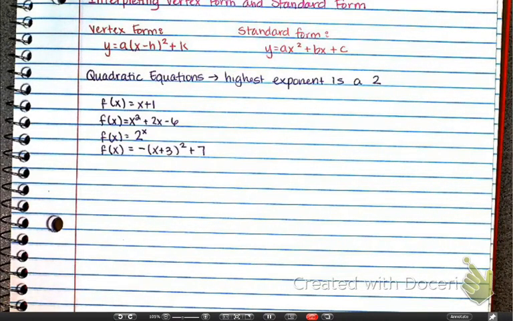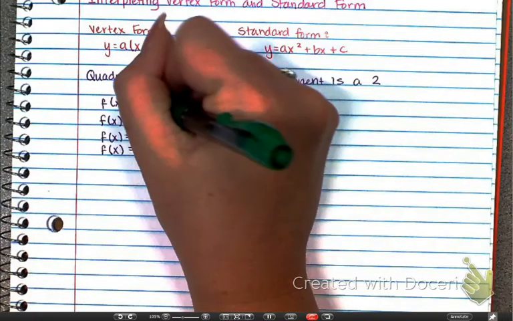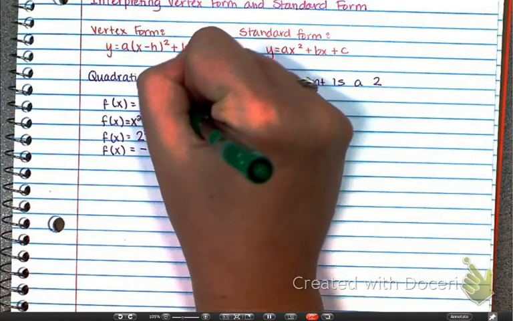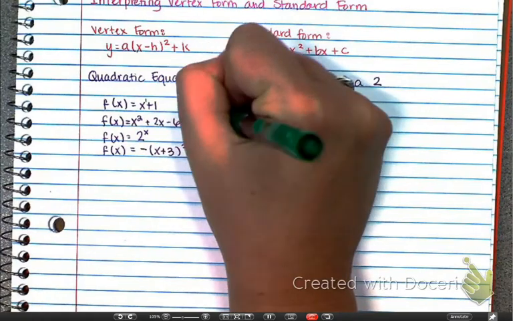F of x equals x plus 1. Is that a quadratic equation? No. Why not? Doesn't have an exponent of 2. What is the highest exponent on this one? A 1. There's a 1 there. So this is not a quadratic.